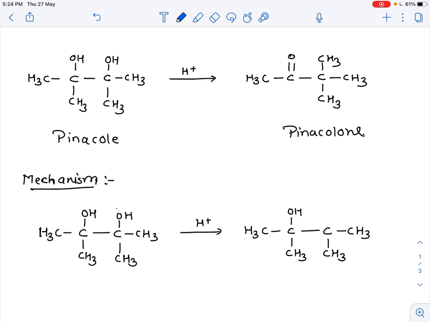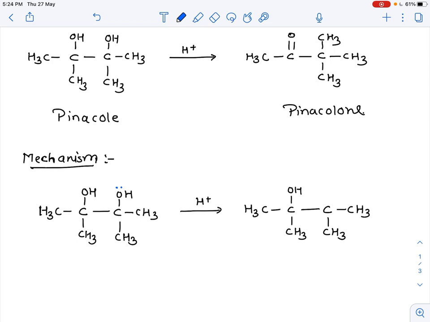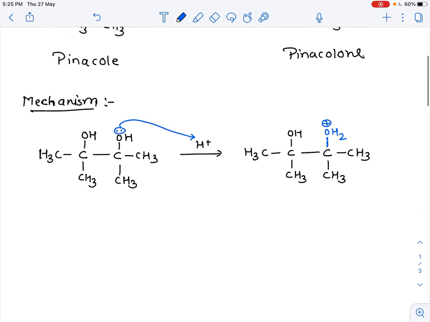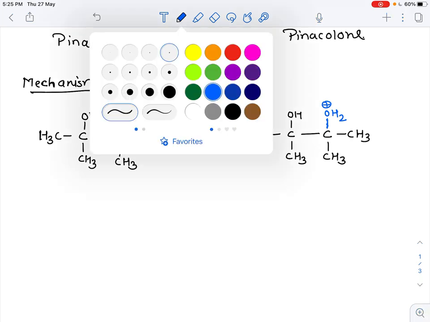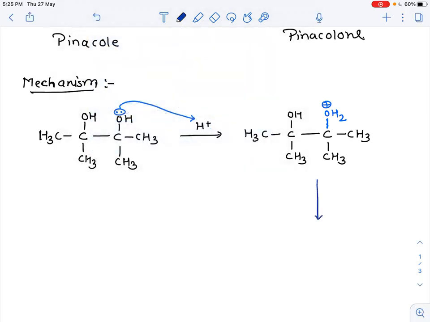See, all of you, this is the lone pair on the oxygen. Clear? Okay. So this lone pair will be donated to this H plus, and by this an intermediate will be formed here which will be OH2 plus, because oxygen is donating the electron, so oxygen will have the positive charge on it. Now you all know that the positive charge on the oxygen is not much stable, and this OH2 plus is a very good leaving group, so it will be leaving the substrate.